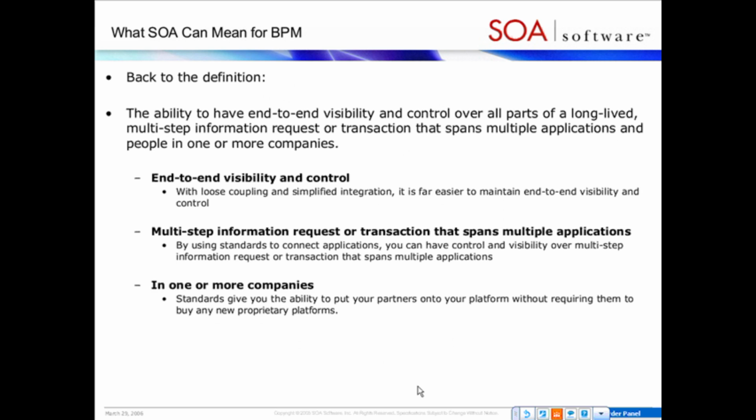So if we go back to our definition of BPM, and we define it as the ability to have end-to-end visibility and control over all parts of a long-lived multi-step information request or transaction that spans multiple applications and people in one or more companies, let's look at end-to-end visibility and control. With loose coupling in an SOA and simplified integration, it is easier to maintain end-to-end visibility and control. Multi-step information requests or transactions spanning multiple applications: if you use standards to connect applications, you can have control and visibility over them. It is easier to do with an SOA because the pieces of the transaction can be invoked more easily.